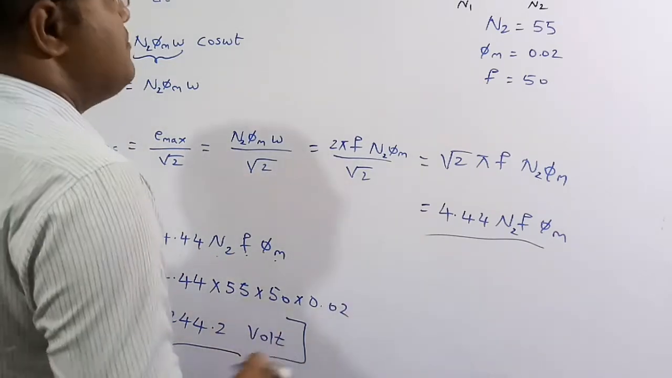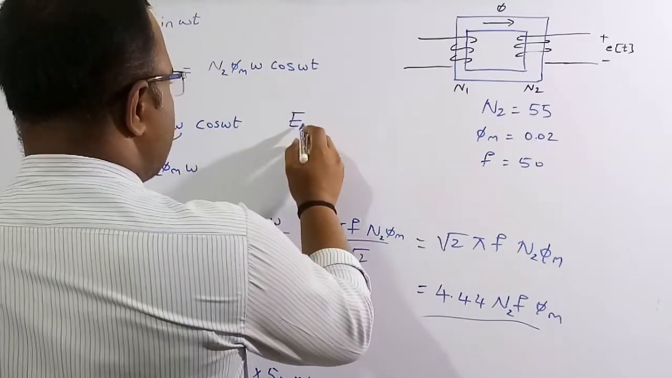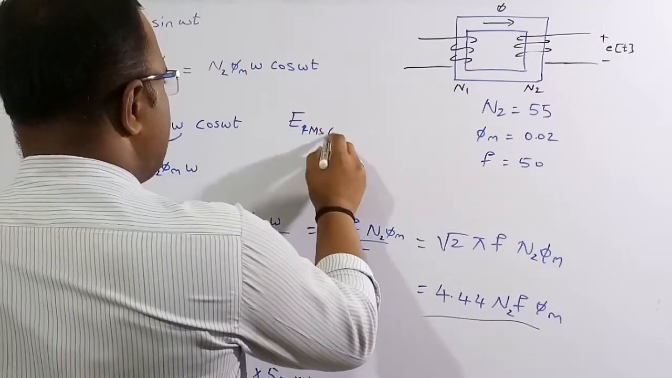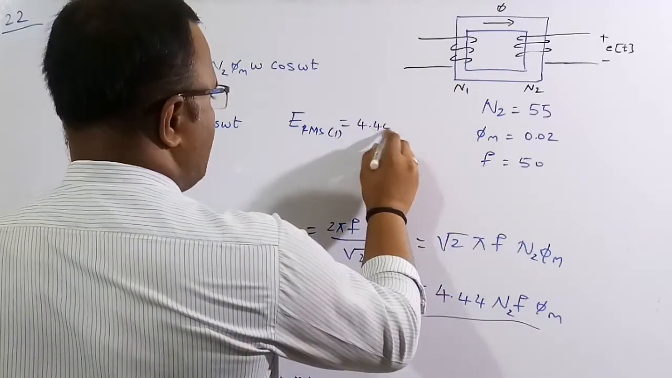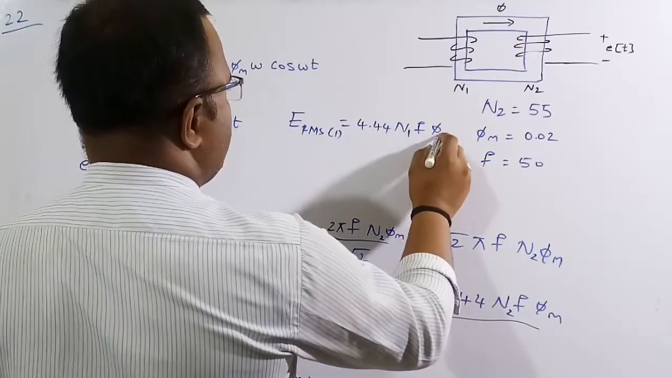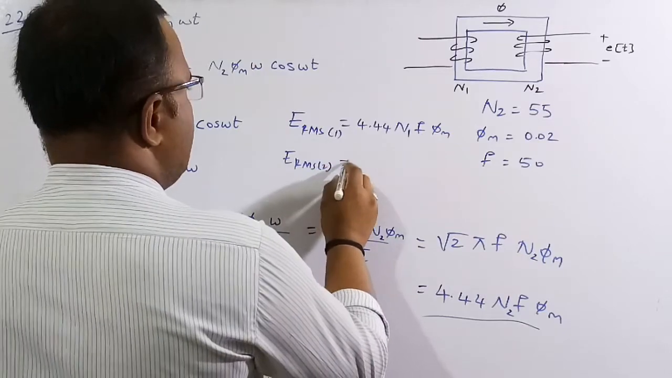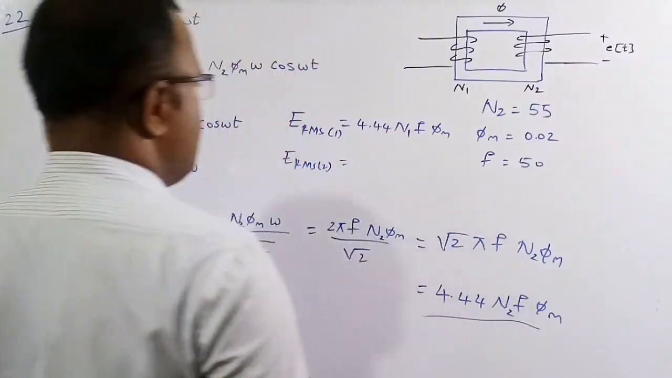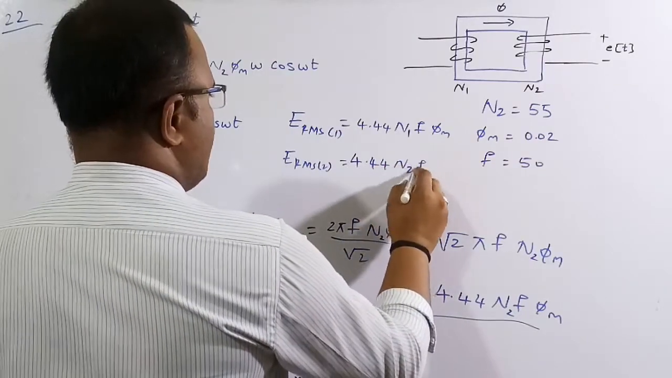And one thing you have to remember here: if they ask for the RMS value of the primary, it is the same formula, 4.44, and in place of N2 replace N2 by N1, so 4.44 N1 f phi m. Similarly, E RMS of the secondary is the same, just in place of N1 replace N1 by N2, so everything else remains the same: 4.44 N2 f phi m.